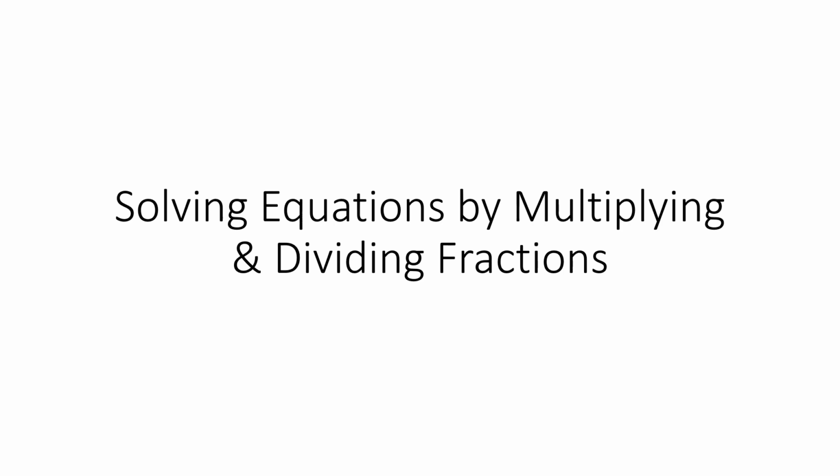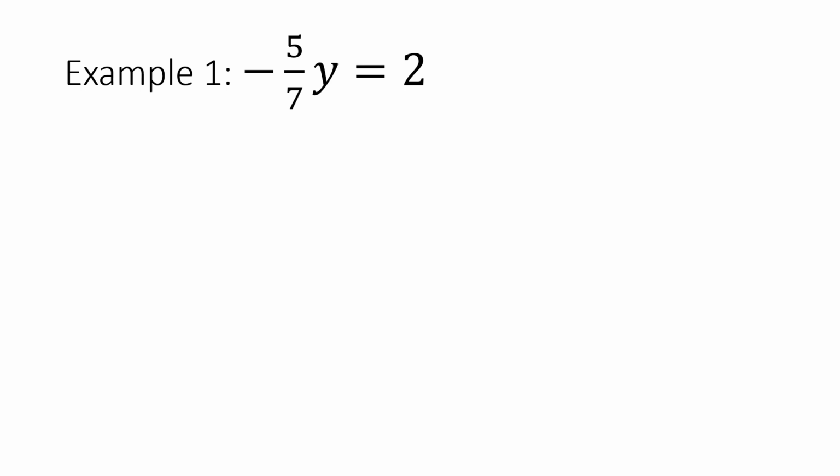Solving equations by multiplying and dividing fractions. Example 1, negative 5 over 7y equals 2. In order to solve this equation, we need to see what's happening between the variable and the number.